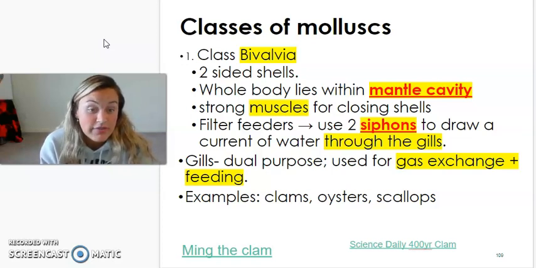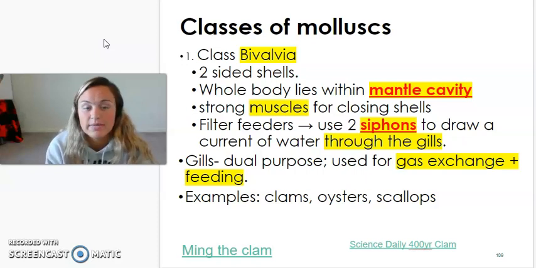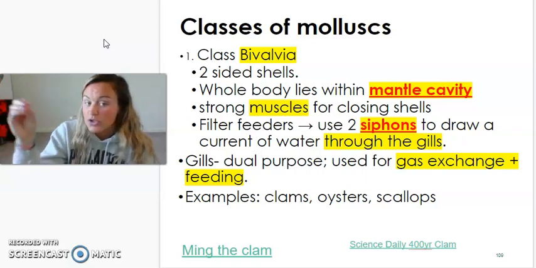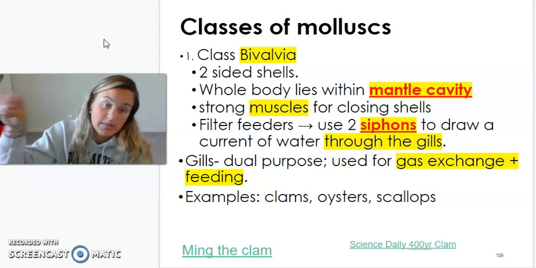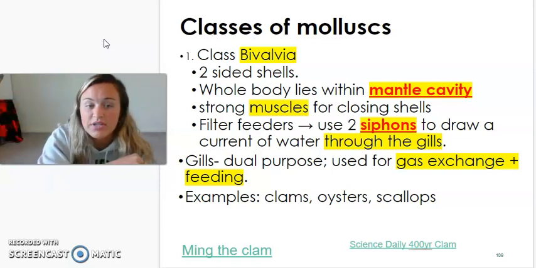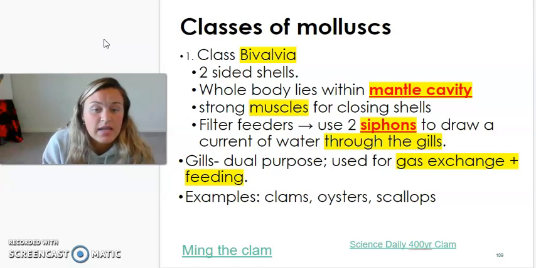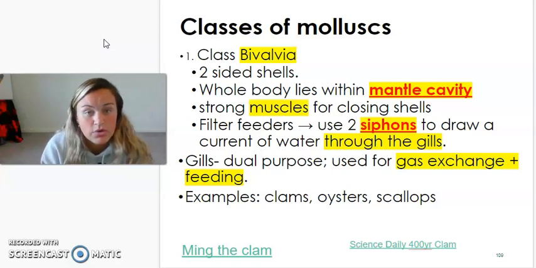Bivalves are filter feeders, which means that they use something referred to as a siphon. So you've probably heard of somebody siphoning gas, and that's taking a tube and taking a substance from one place and transferring it to another. This is basically the same concept that bivalves use in order to feed.